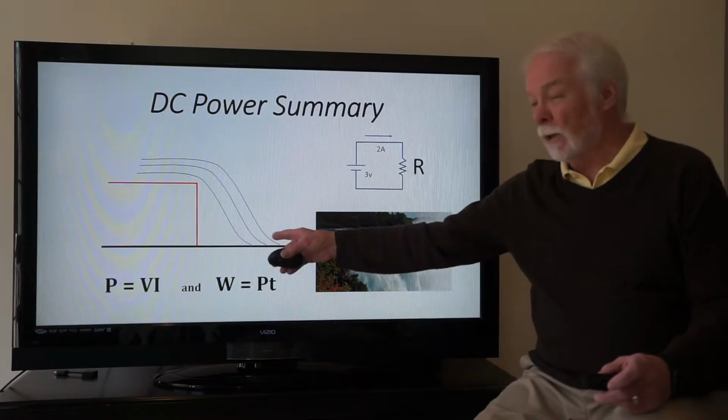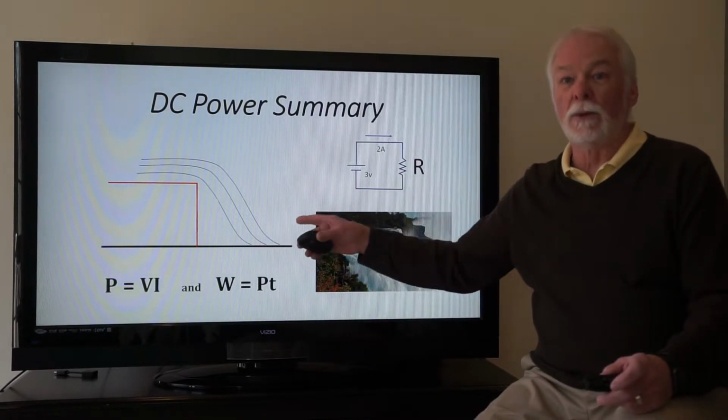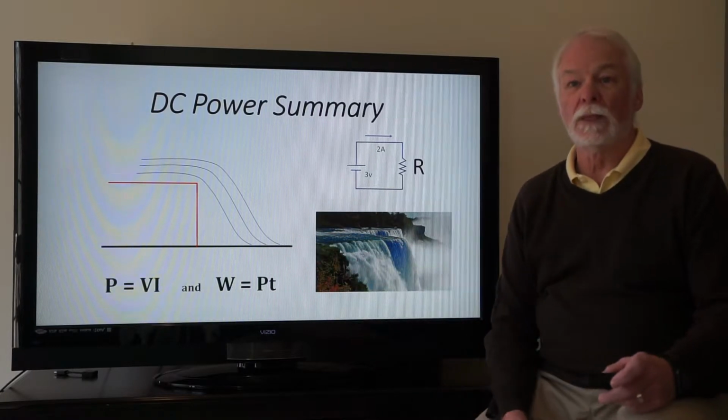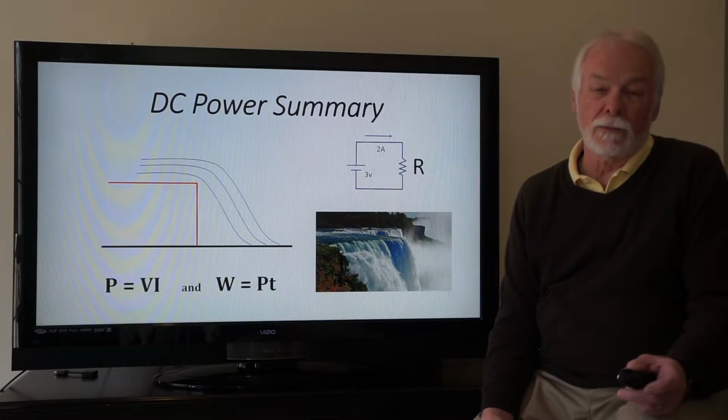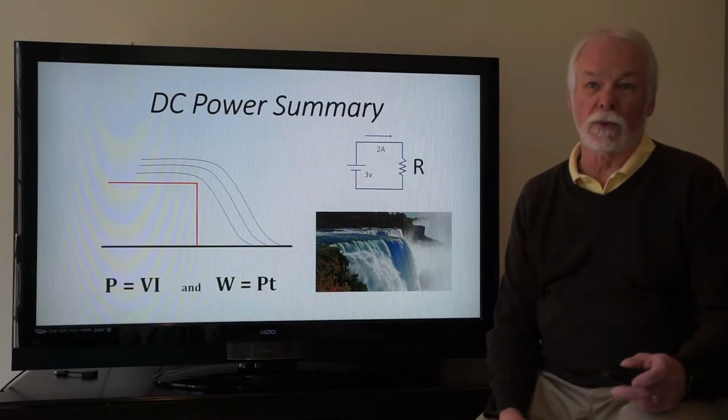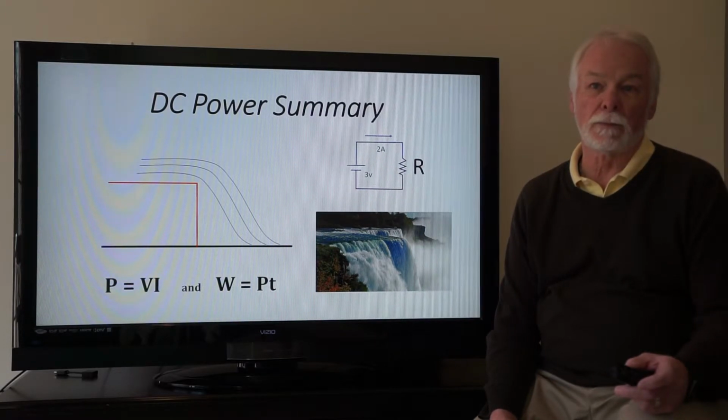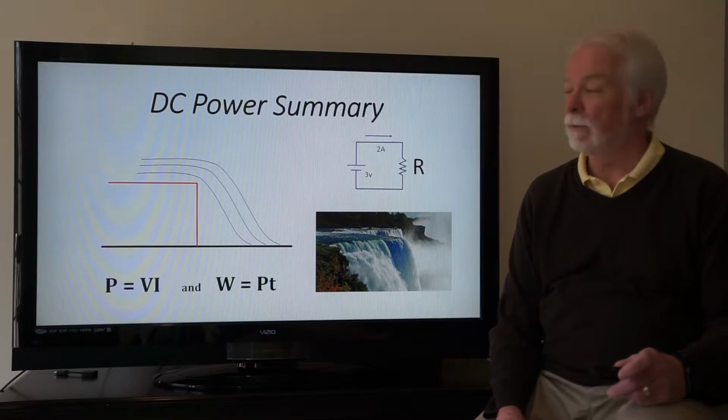And the amount of work we could get out of that would be that power times the length of time that we allowed the water to flow and turn the wheel, using the definitions that we've already covered.